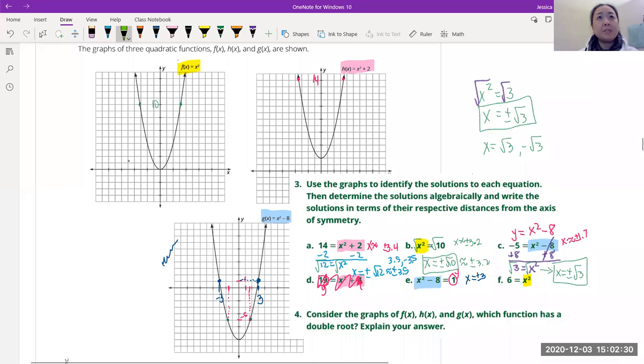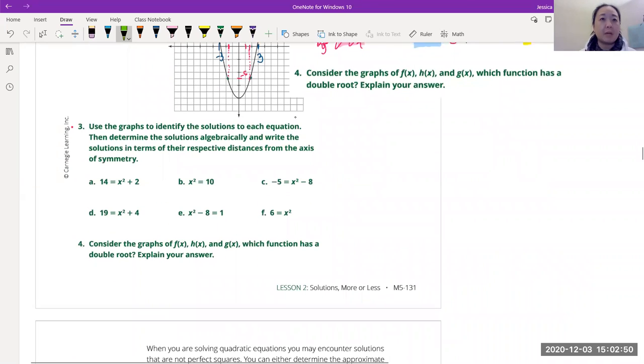All right, now on this page, what we have here is 3 functions, 3 graphs. The one in yellow represents y equals x squared. The pink one represents x squared plus 2, and the blue one represents x squared minus 8. And this is just a copy of the bottom right here since I couldn't put them all in one page.